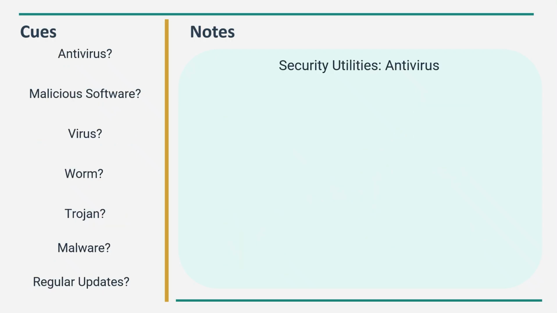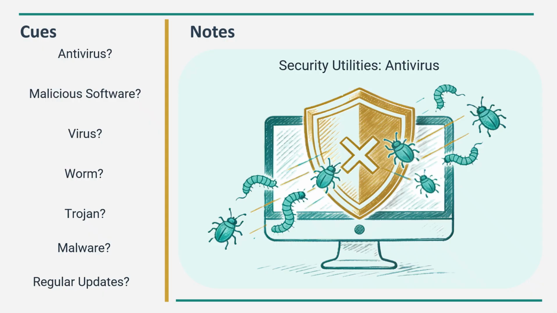Security utilities like antivirus and anti-malware programs help to detect, block, and remove malicious software such as viruses, worms, spyware, ransomware, and trojans. They scan files and memory for known patterns and suspicious behavior. Because new threats appear all the time, these utilities must be updated regularly so that they know about the latest malware. Exams might ask why anti-malware software needs frequent updates, and the answer is simple: because new threats appear constantly and old definitions quickly become outdated.